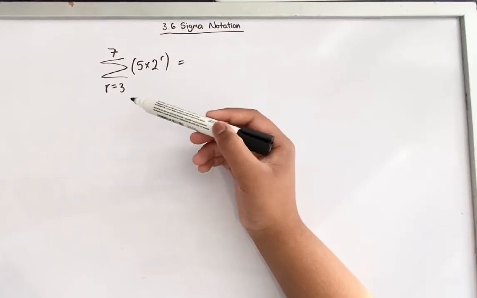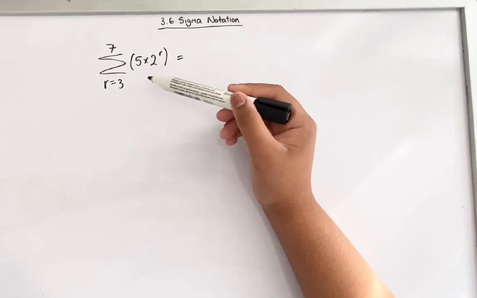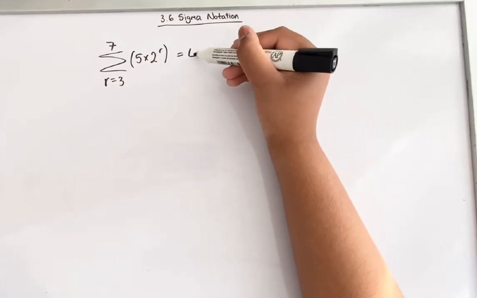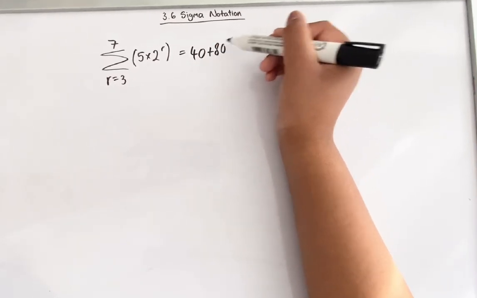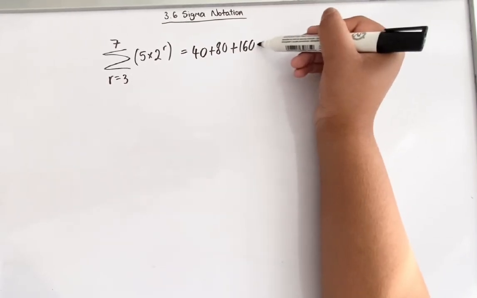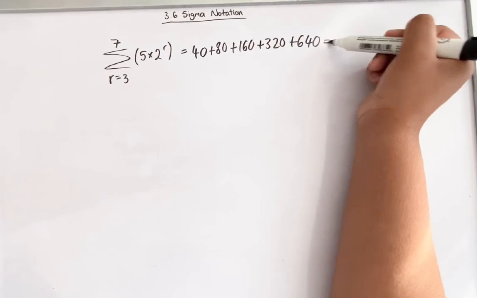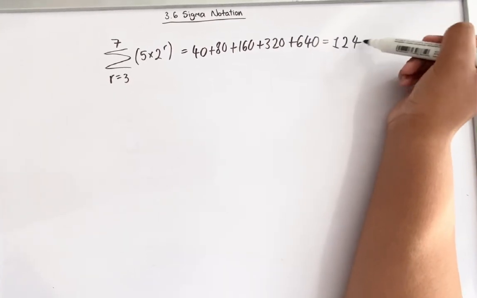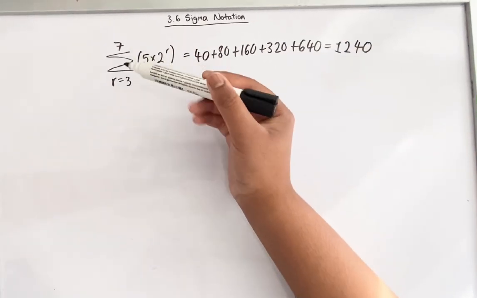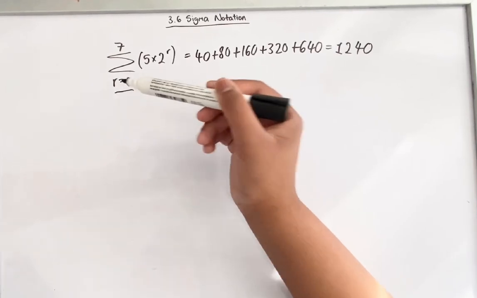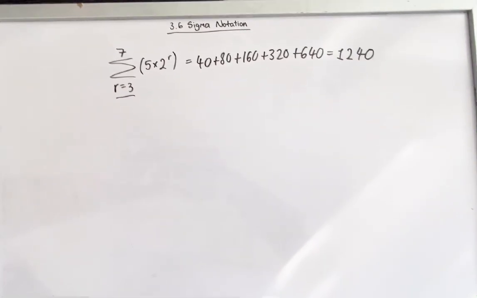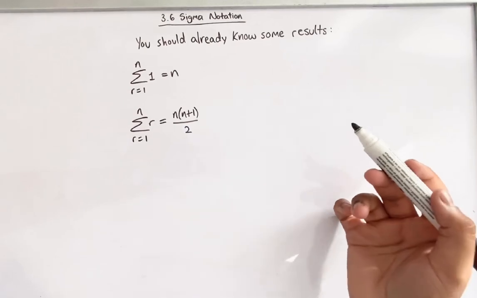If you have the sum from 3 to 7 of 5 times 2 to the r, it would be 40 plus 80 plus 160 plus 320 plus 640, which would be 1240. You need to look carefully at the limits because the lower limit might not always start at 1. You should already know some standard results.